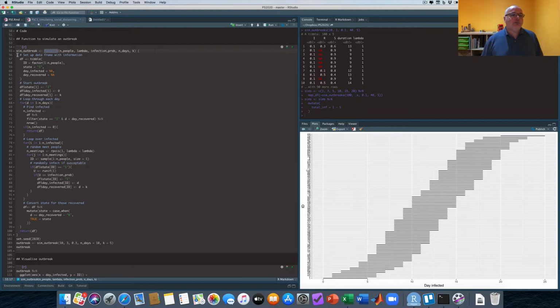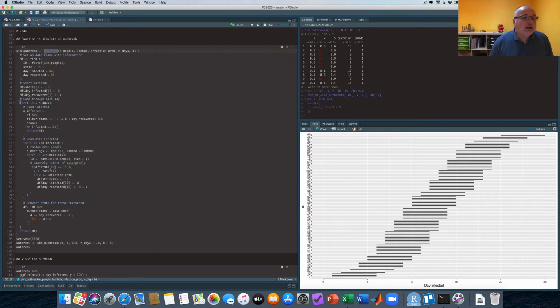So let's see how I've set this up. First of all, I start with a nice little tibble. I have a column which is an ID for each person, just a number from 1 to however many. They all start susceptible. I'm also going to record the day you're infected and the day you're recovered. The first thing we do to start the outbreak is take the first person and make them infected. They're infected on day 0 and they're going to recover on day K.